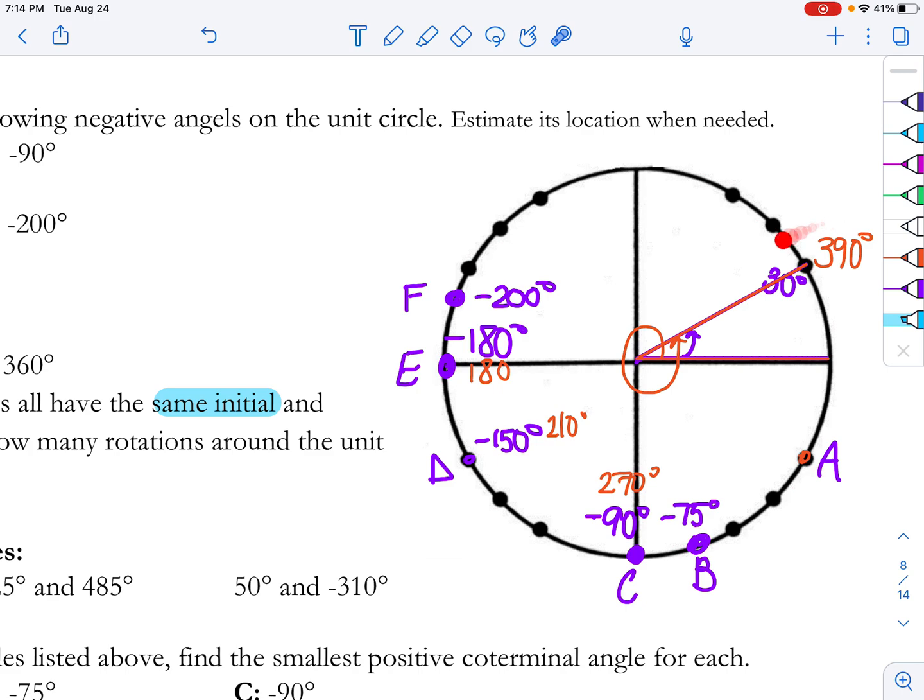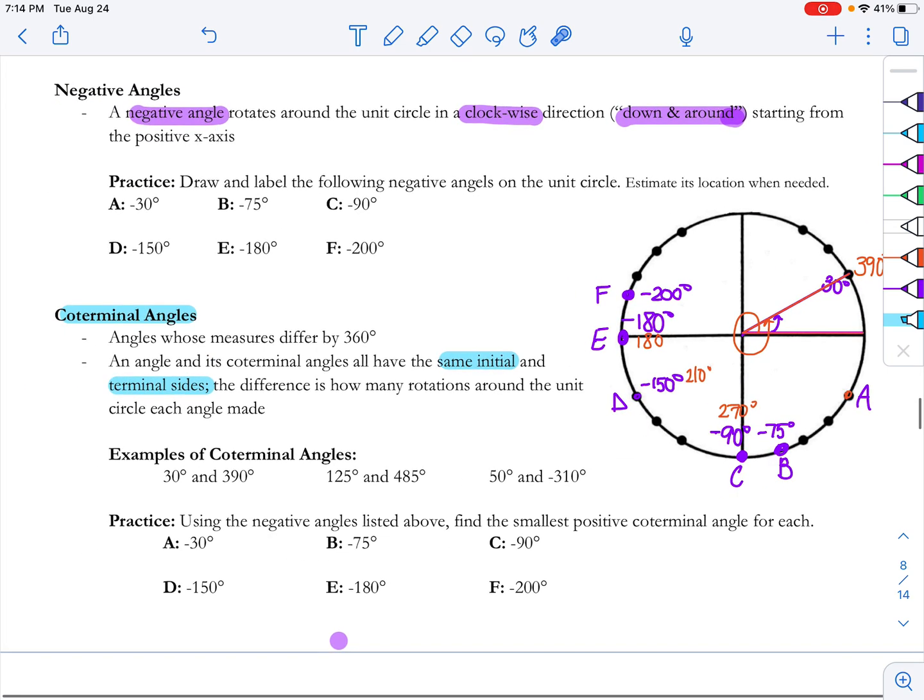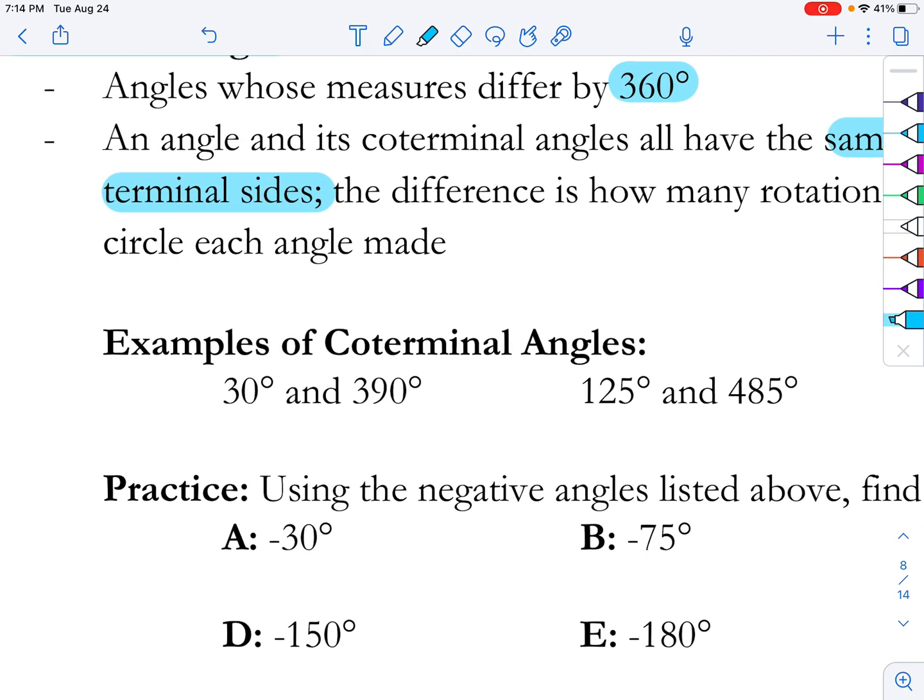So we see a bunch of examples where angles that look the same can have different measures. And again, those are called coterminal angles. And hopefully what you see with all these measures, negative 90 to 270, negative 150 to 210, negative 180 to positive 180, 30 to 390, if you did the math, you would see they all differ by 360 degrees. So coterminal angles, you can think of them in two ways.